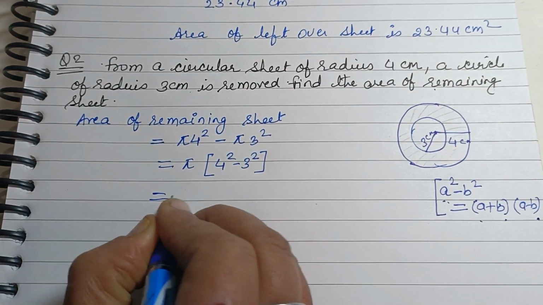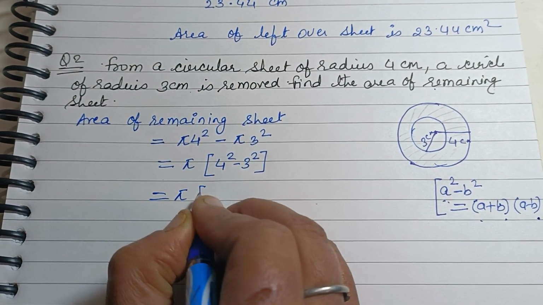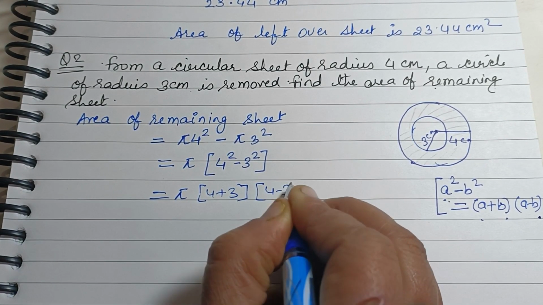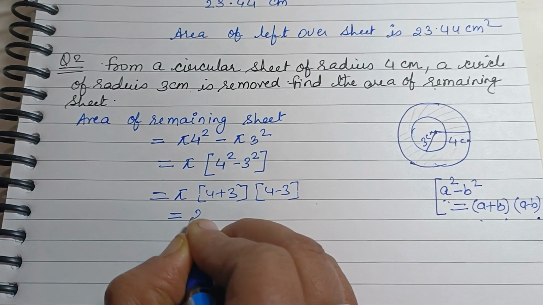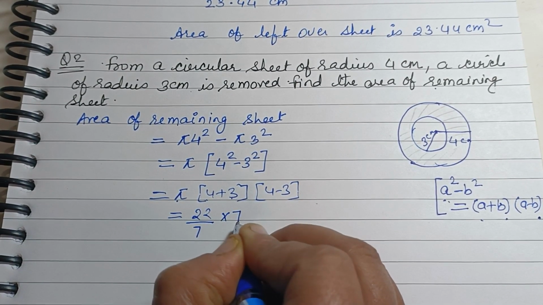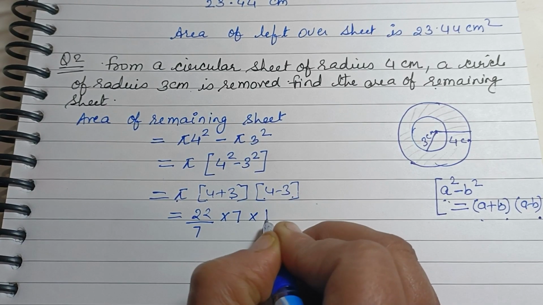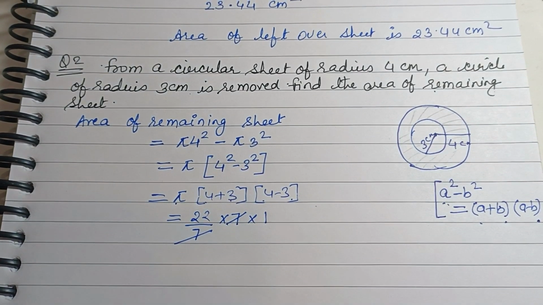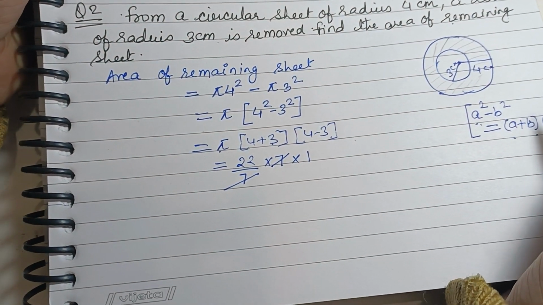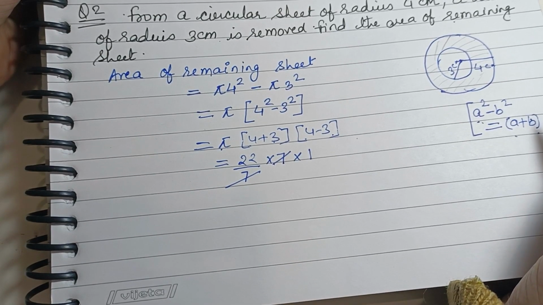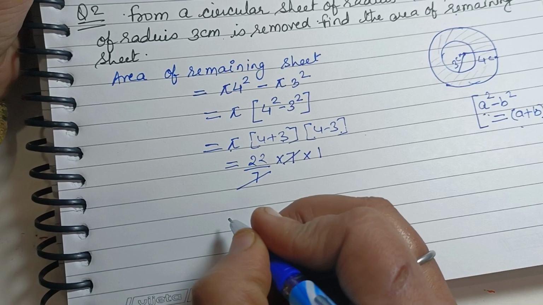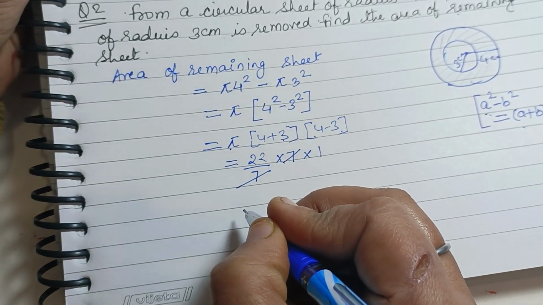So here it is 4 square minus 3 square. One time you do 4 plus 3, and one time you do 4 minus 3. So what are you going to get? 22 upon 7, the value of pi. 4 plus 3 means 7. 4 minus 3 means 1. Now see how much the calculation has reduced. Very quickly, by the trick, you have solved it. So along with the questions, keep learning the tricks also. These are time saving tricks, and in competitions these types of tricks are very useful.